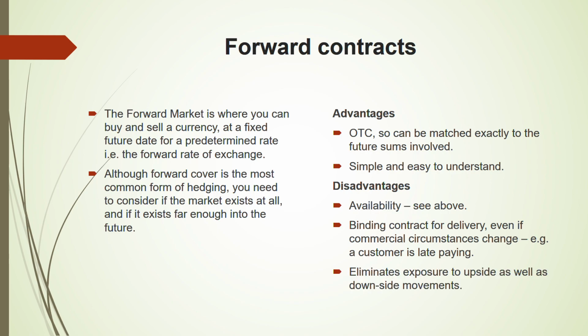Next, eliminates exposure to upside as well as downside movements. What does it mean? Forward is only one rate. It's true that if the exchange rate goes unfavorable, it will protect you from the risk. But what if it's the other way around? What if your prediction is wrong and the exchange rate goes in your favor? Then in the same way the risk is minimized, eliminated, and the gain is also eliminated. You cannot take advantage of that gain if the exchange rate goes in your favor, because you will be fixed at the one rate only.